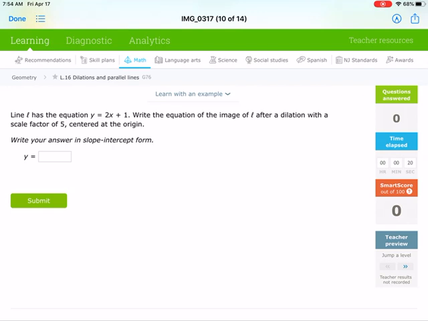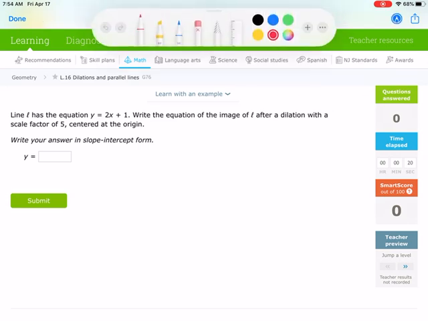All right. Line L has the equation of 2x plus 1. Write the equation of the image after a dilation with a scale factor of 5 centered at the origin. So again, everything's going to be centered at the origin. I'm not going to worry about anything else, especially when we're doing it virtually. If we were in school, I would do some other things, but I'm not going to here.